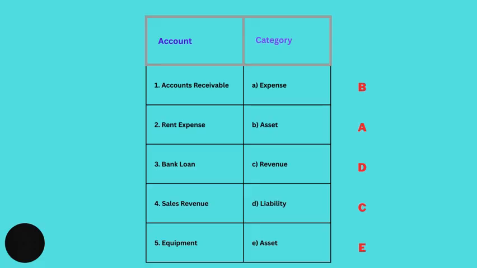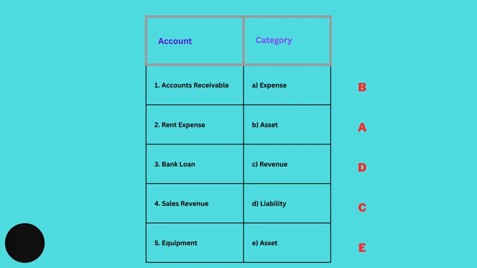Let's take a moment to explore how different account types align with their respective categories. First, we have accounts receivable, which falls under assets. This represents the money owed to us by our customers. Next is rent expense, categorized as an expense. This is an outgoing cost that impacts our financial performance. Then we have sales revenue classified as revenue. This is the income generated from our primary business operations.